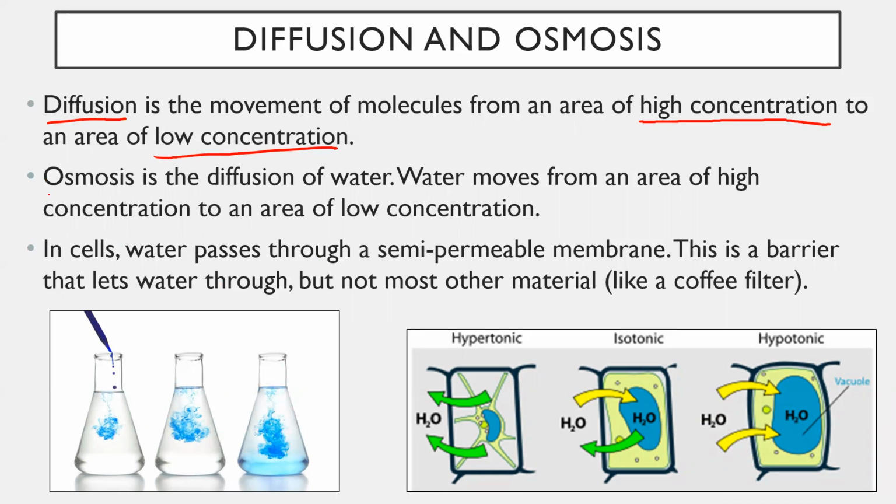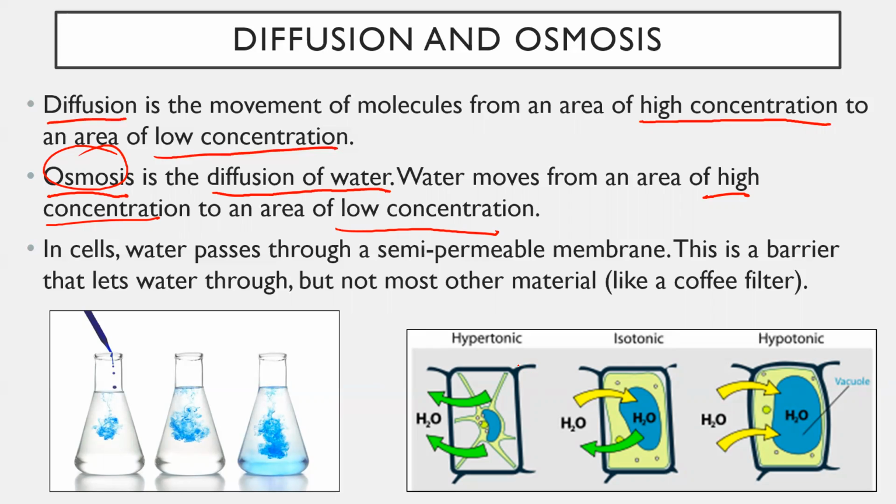Now, osmosis is a similar process, but osmosis is the diffusion of water. So it's where water moves from an area of high concentration to an area of low concentration. Now, the reason osmosis is so important is it's very useful for cells dealing with getting water in and outside of them. So individual cells, both plant and animal cells, will absorb or release water depending on what their needs are, right?